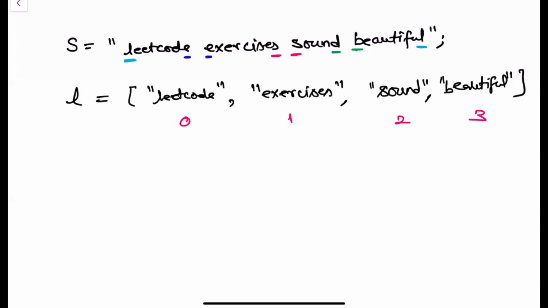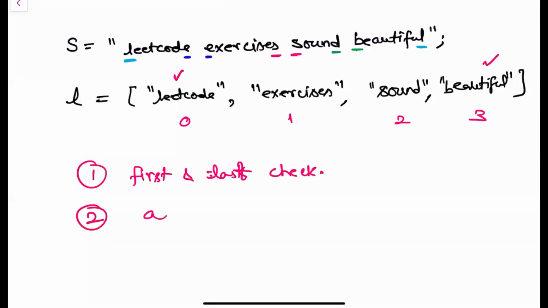Yeah. So ultimately, the first thing we have to make sure is that the first and last strings are actually matching. So that is the first and last check. That is one thing. And the second thing is the adjacent check. For first and last, if you know the length of the list, which is n, the first will be at index 0 and the last will be at index n minus 1. The length of this list is 4.